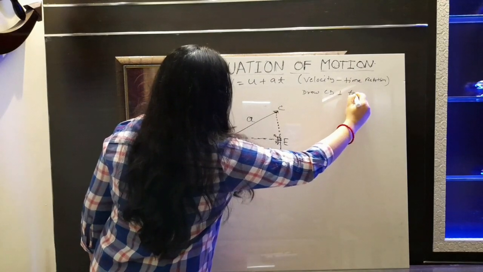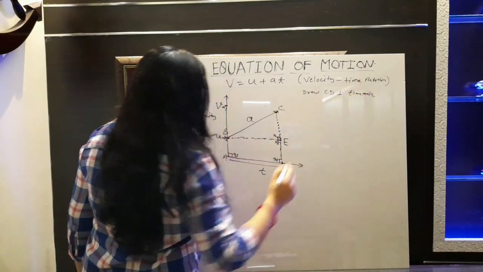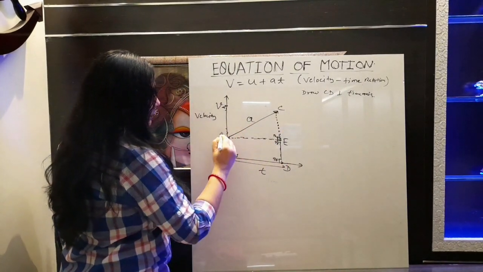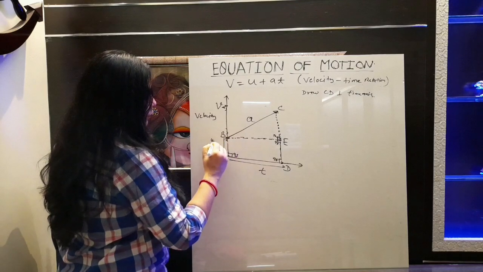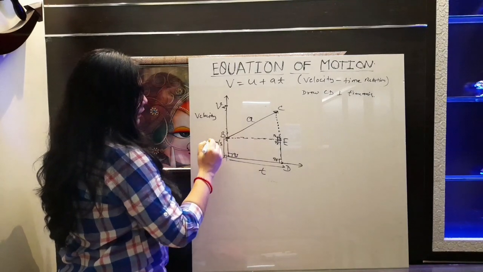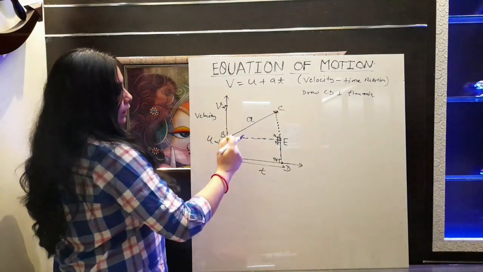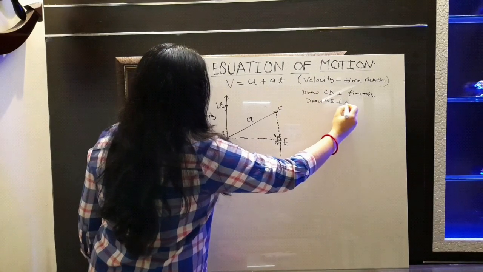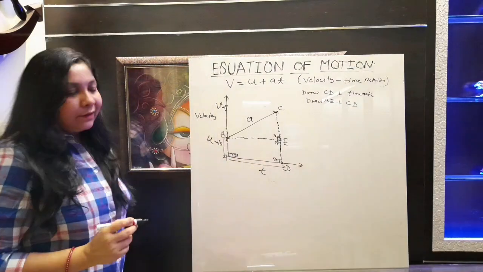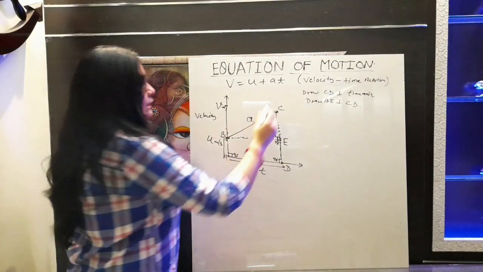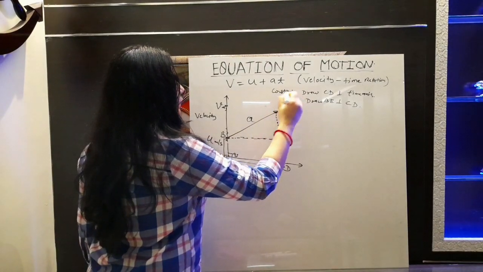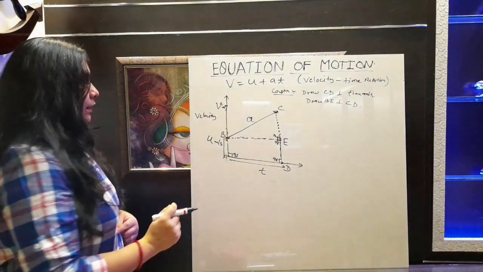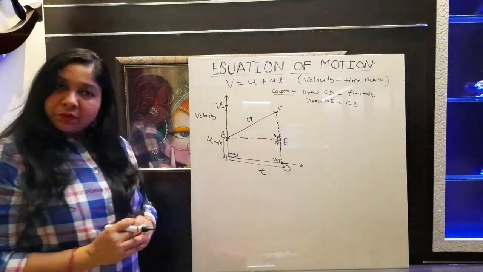Draw CD perpendicular to the time axis, or x axis also. This is B, and from here to here it is u meter per second. From B we draw perpendicular BE to CD. So this was our construction, and I'm writing it here: draw CD perpendicular to the time axis and draw BE perpendicular to CD.